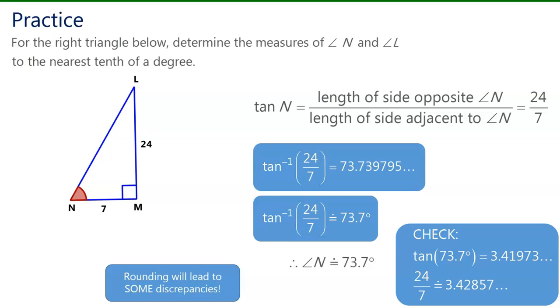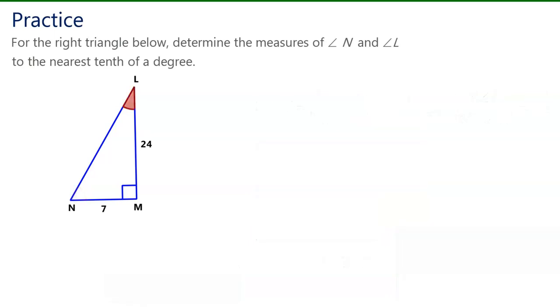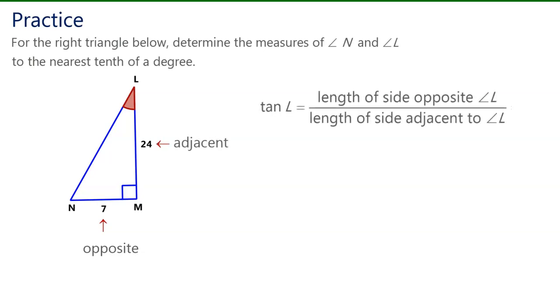Now let's look at angle L. Here's angle L. The side opposite is 7. The side adjacent is 24. The tan of angle L is the length of the side opposite angle L divided by the length of the side adjacent to angle L. We get 7 over 24.